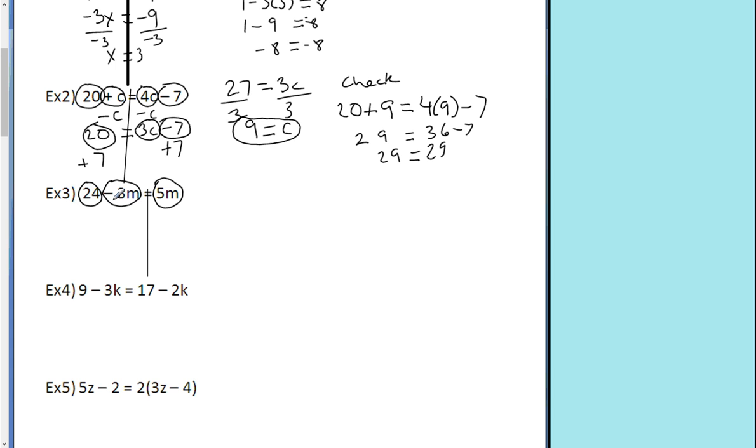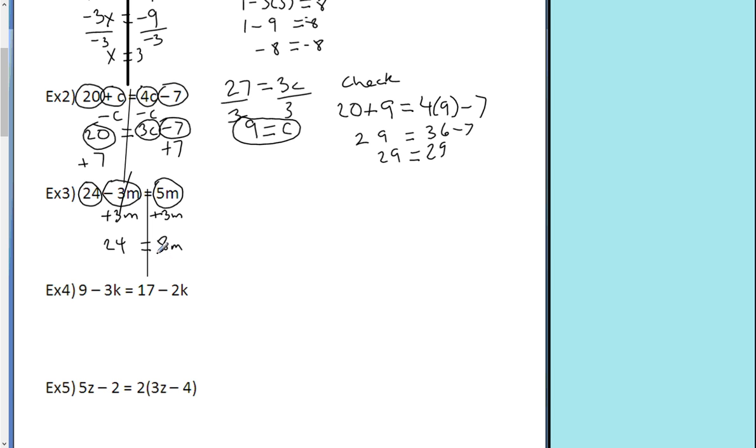So what's the opposite of a negative 3m? A positive 3m. So when I add a negative 3m plus a positive 3m, those make 0, but I have to add a 3m to this side. Right? What am I left with? A negative 3m plus a positive 3m makes 0. They're gone. I'm left with 24 equals 5m plus 3m is 8m. And now, once again, I have my variable on the right side, and that's not a big deal.